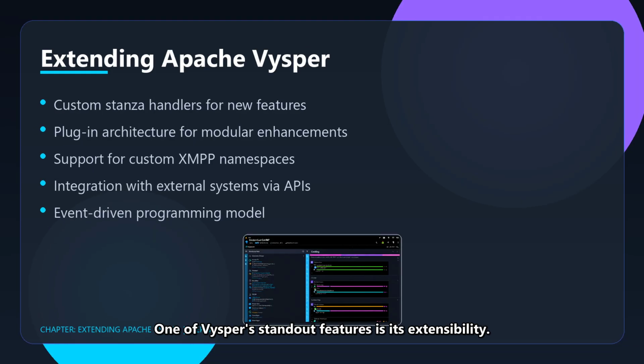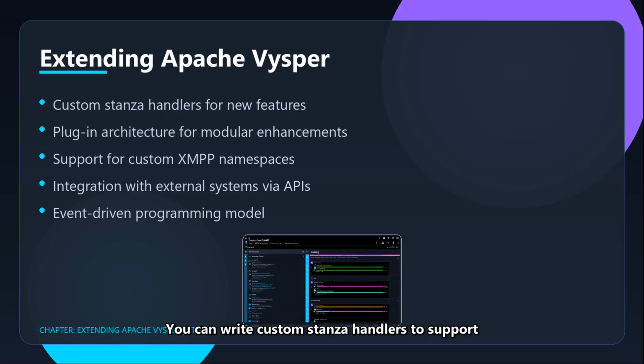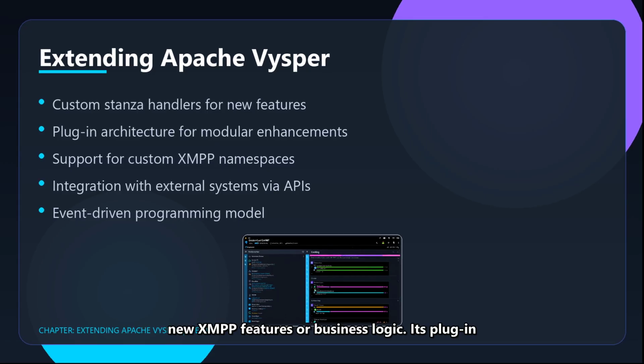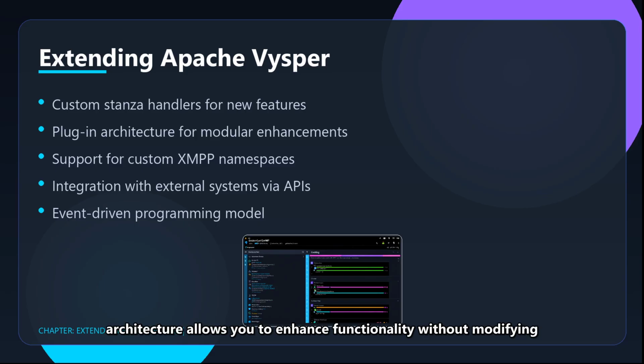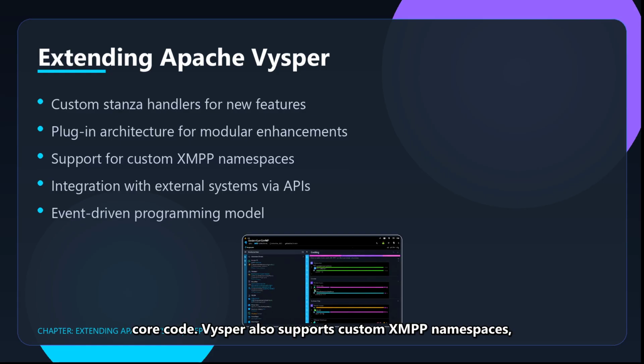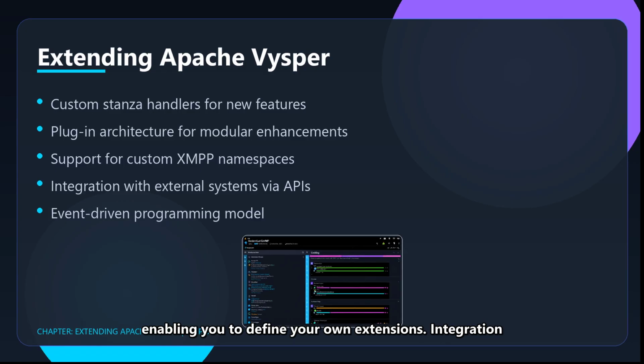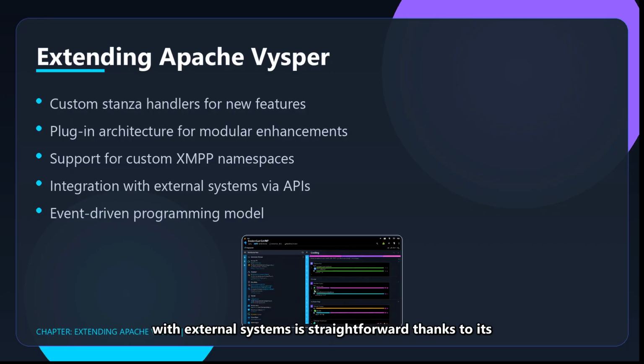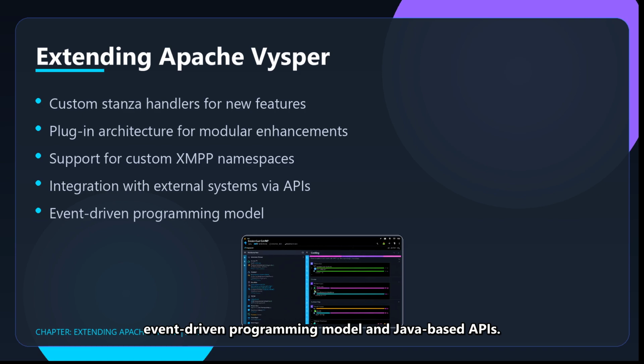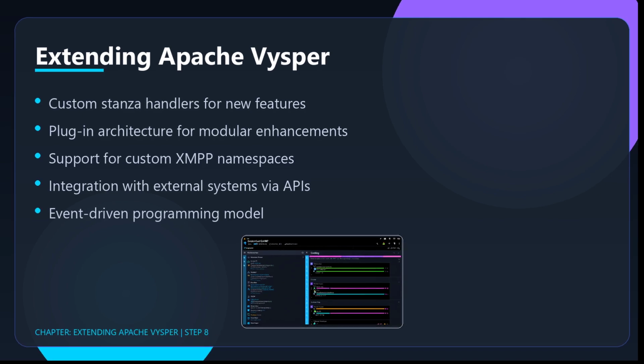One of Vysper's standout features is its extensibility. You can write custom stanza handlers to support new XMPP features or business logic. Its plugin architecture allows you to enhance functionality without modifying core code. Vysper also supports custom XMPP namespaces, enabling you to define your own extensions. Integration with external systems is straightforward thanks to its event-driven programming model and Java-based APIs.